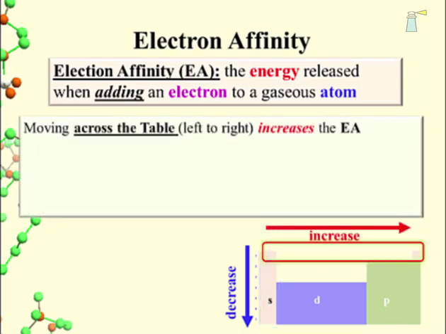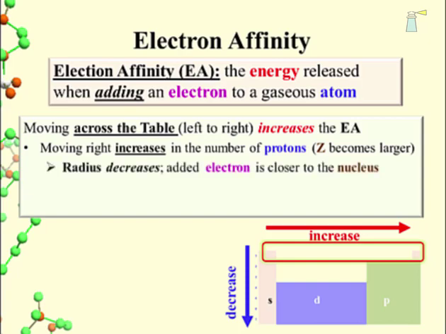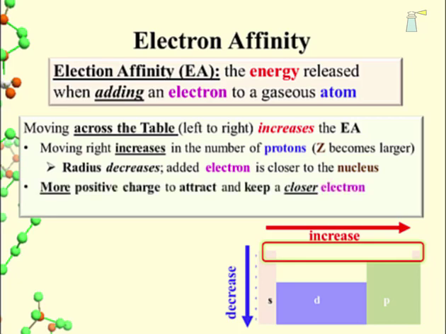Moving across the table, left to right, there is an increase in the EA. As mentioned previously, moving right across the row increases the number of protons. Z, the nuclear charge, becomes larger. Also, when moving right, the radii decreases, and the outer shell is closer to the nucleus. An added electron will therefore be closer to the nucleus. The combination of stronger nuclear charge and being closer to the nucleus means that there is more positive charge to attract and keep a closer electron.